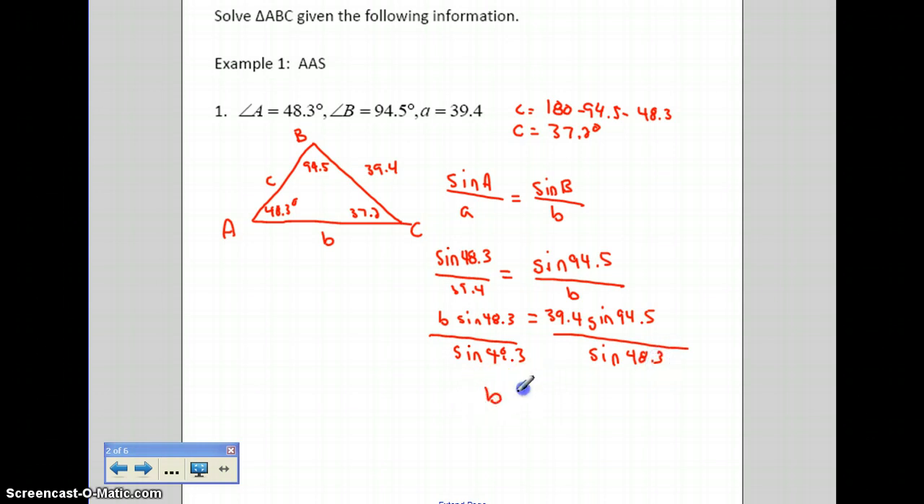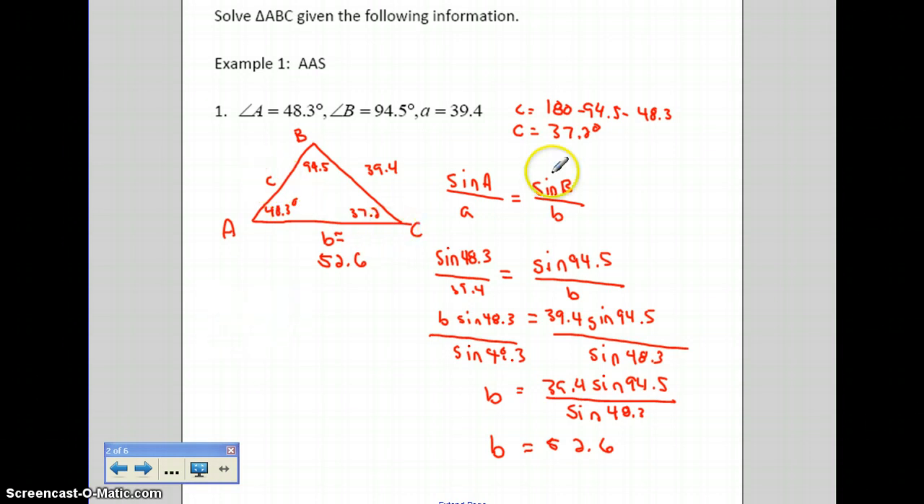And what I do, just to find out what B is, I'm just going to do 39.4 sine 94.5 over the sine of 48.3. I'm going to put that in the calculator because there's really no way that I can calculate this. And when I find out what side B is, I get side B to be 52.6 units. Okay? So I found this to be 52.6.